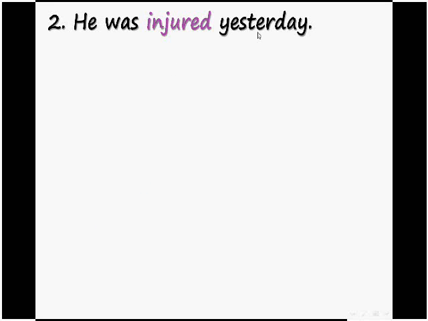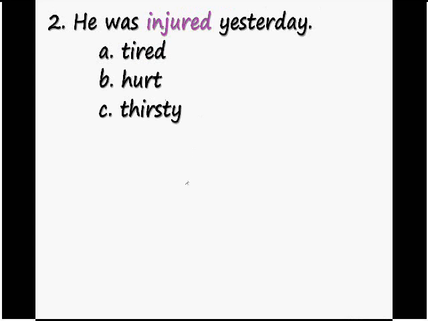He was injured yesterday, and our new word here is the word injured. A means tired, B means hurt, and C means thirsty. Again, the sentence doesn't tell me at all what we mean by injured. Okay? There is no clue in the sentence to tell me the meaning of injured. Injured here can mean tired, can mean hurt, and can mean thirsty. They are all the same.